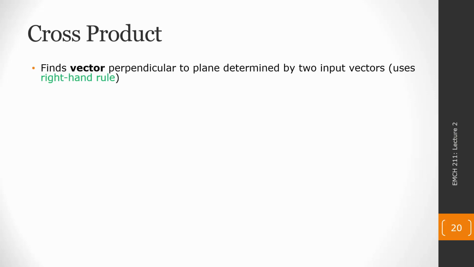The last vector operation we'll address in this course is going to be the cross product. So the cross product is going to find a vector perpendicular to a plane determined by two input vectors using the right-hand rule. Again, by the definition, it doesn't really tell us too much, but we'll go through the math first and then we'll see what its utility is going to be.